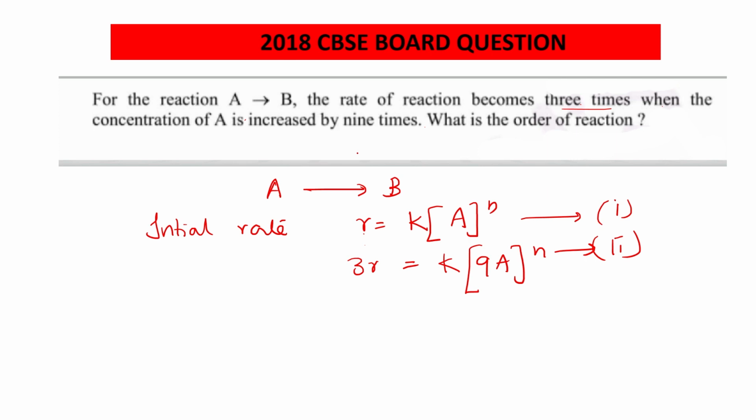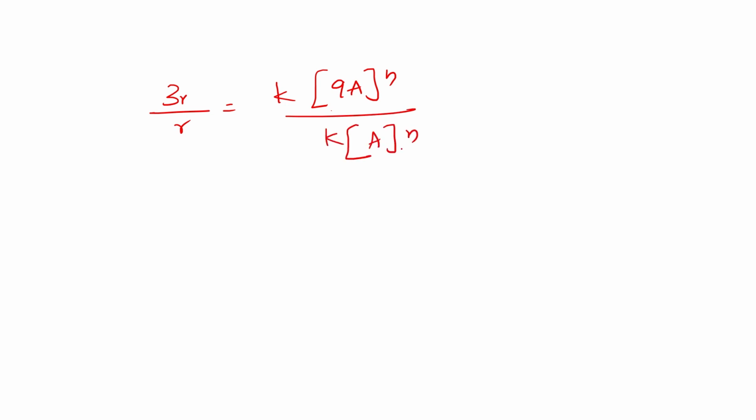Next, what did they say? What is the order of the reaction? Now, simple students, both are rate equations, isn't it? So I can divide. Divide equation 2 by 1. I'm dividing equation 2 by 1. So what will it come to? It will come to 3r by r is equal to k into 9a raised n divided by k a raised n. Right, students? The common terms I can take out to one side and rewrite the equation.